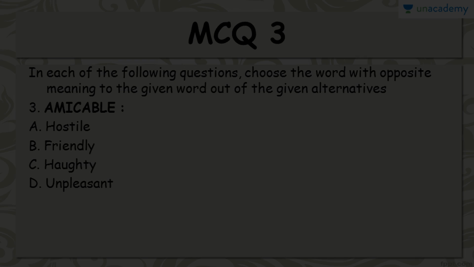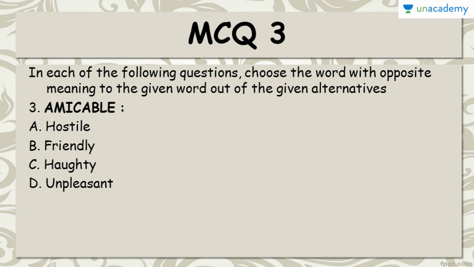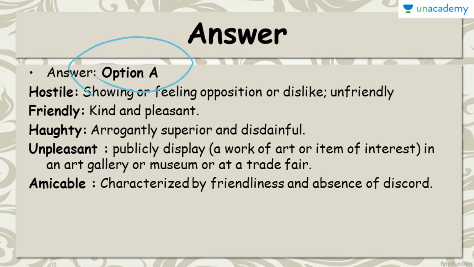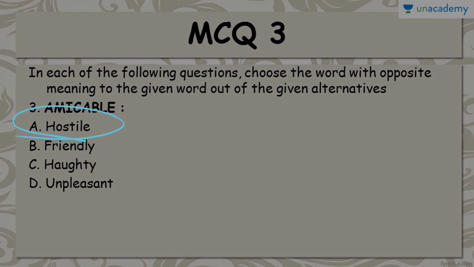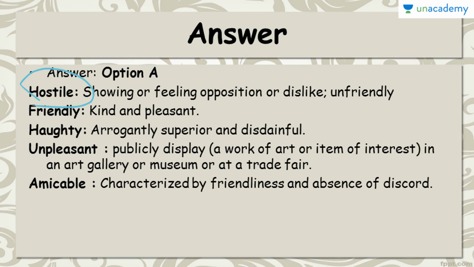MCQ third for today. You have to find the word that is opposite in meaning. Word is amicable. Options are hostile, friendly, haughty, unpleasant. And the right answer to this MCQ, it's option A, that is hostile. So hostile means something which shows a feeling of opposition or dislike, or that's unfriendly. We have friendly, that is kind and pleasant. Haughty is something which is arrogantly superior.